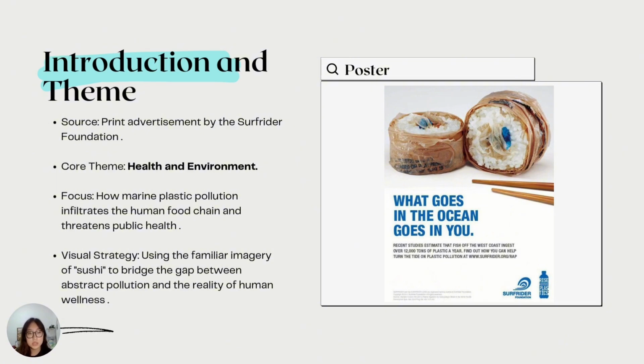In terms of visual strategy, the advertisement uses the familiar and appealing imagery of sushi by presenting plastic waste in the form of sushi ingredients. The advertisement effectively bridges the gap between the abstract concept of ocean pollution and the everyday reality of human consumption. This visual metaphor encourages viewers to realize that plastic pollution is not a distant environmental issue, but something that can directly affect what we eat and ultimately our health.